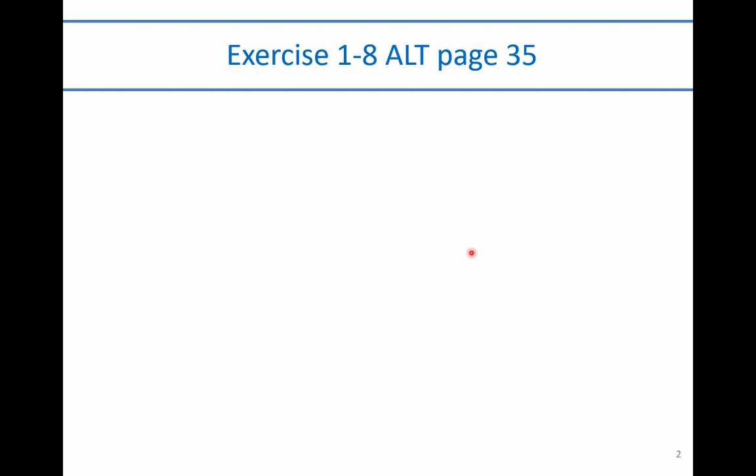Today we're going to take a look at an alternate version of Exercise 1-8 from page 35 of the textbook on introducing you to the accounting equation. So the problem reads, determine the missing amount from each of the separate situations given below. Well, before we dive right into the problem, let's just recap a moment from the Learn Smart module.